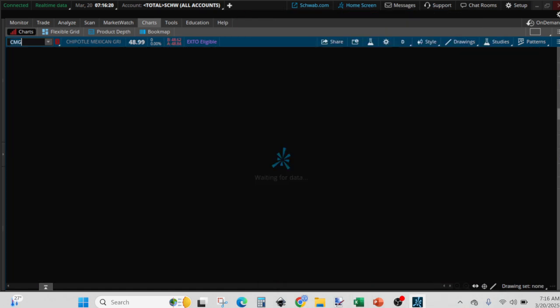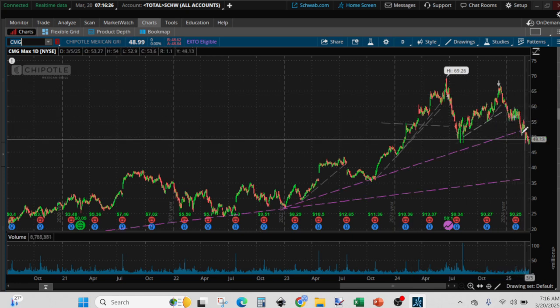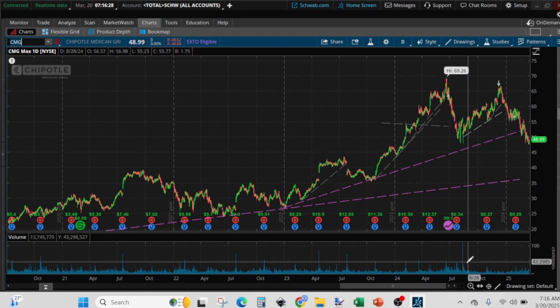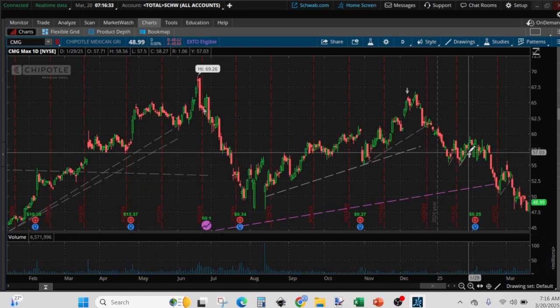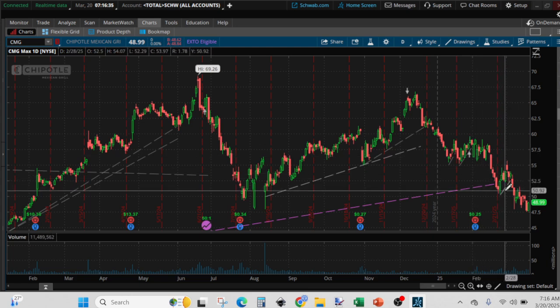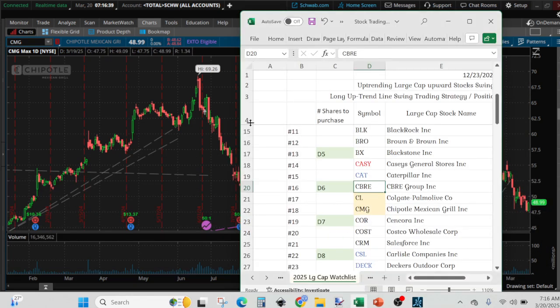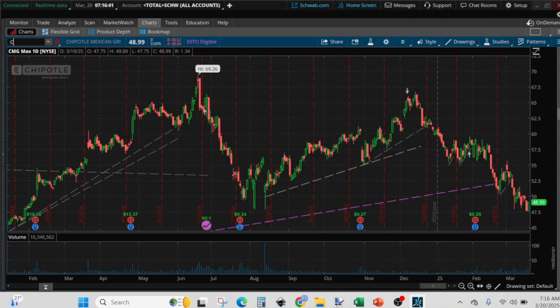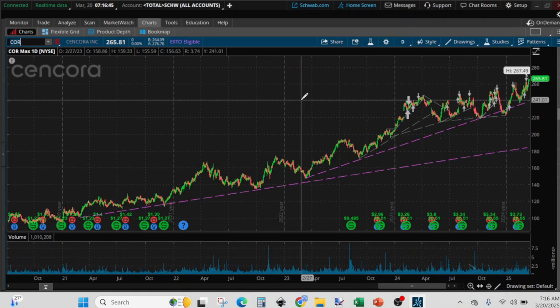CMG, we purchased CMG as well. We purchased CMG here, and it pulled back on us, and it's still on the downtrend there. Okay, see, we purchased it there, and it pulled back. Okay, so the next one is COR. Just like the one that I made red today on our chart, those are possibilities.